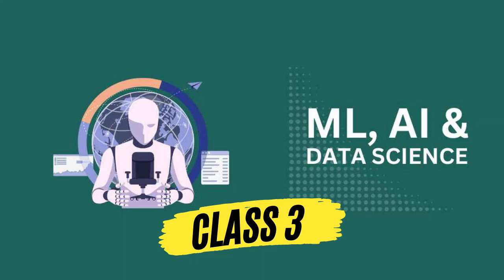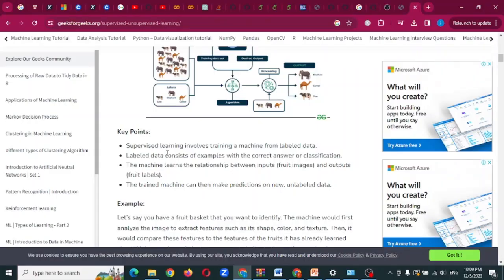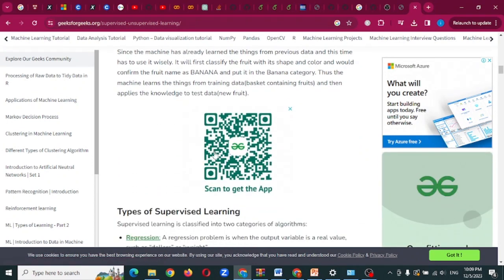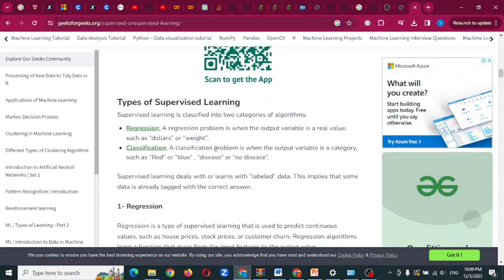Data, and we want to implement and get the results according to our requirements on those data sets. Okay, now we can have another example. There are two types of supervised learning, as we have already discussed. One is regression and the other is classification.